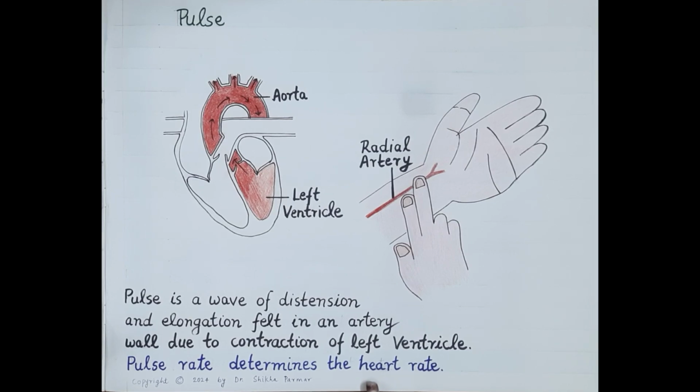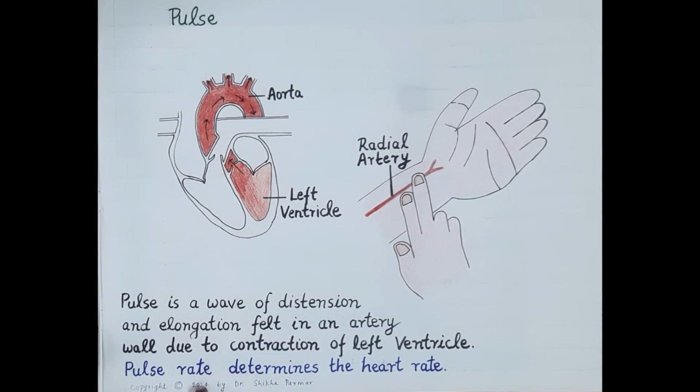Now the pulse rate or the heart rate below 60 beats per minute is known as bradycardia. That is a slow heart rate, and pulse rate or the heart rate more than 100 beats per minute is known as tachycardia. That is the fast heart rate.